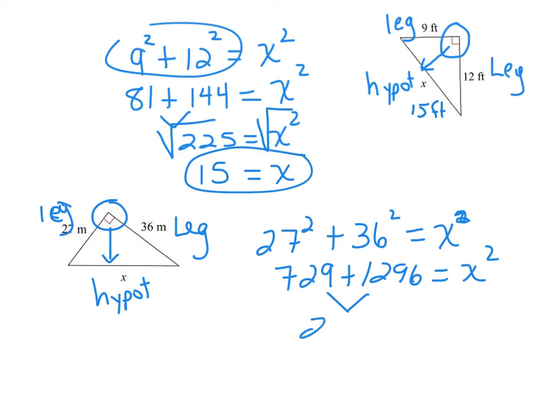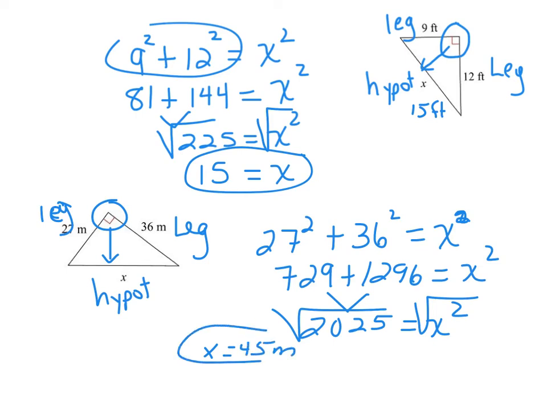When we add these two together, we get 2,025. And how do we undo the squaring? We square root. So when I square root that, I get that x equals 45. And again, our units here are meters.